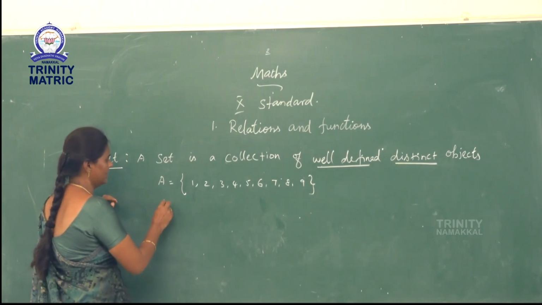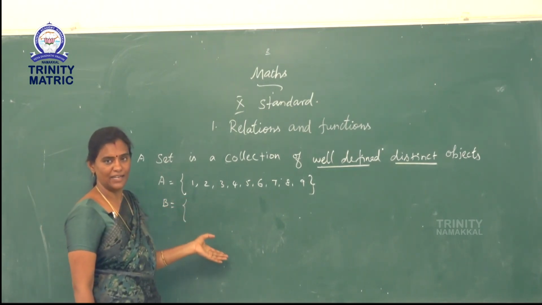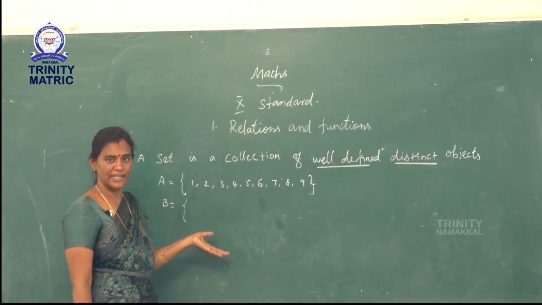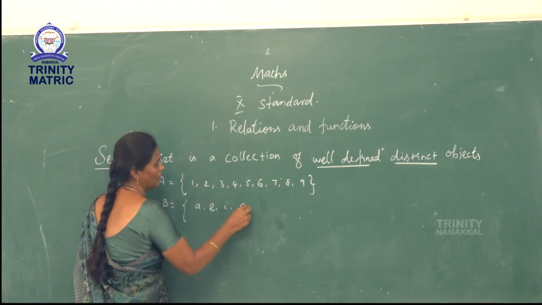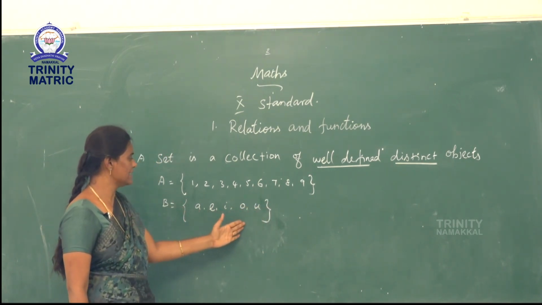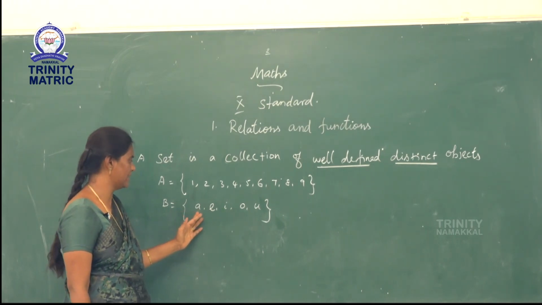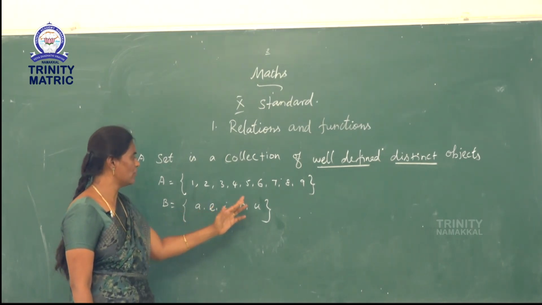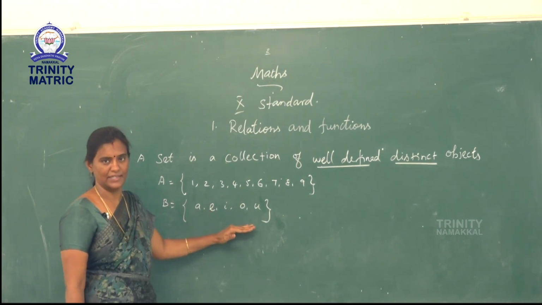One more example: let the set B be the set of all vowels in the English alphabet. What are the vowels in the English alphabet? Yes, A, E, I, O, U. Here each element occurs only one time. For example, A occurs only one time, E, I, O, U. This is distinct. The element should not be repeated in the set.